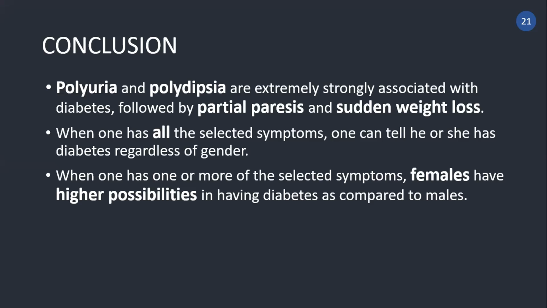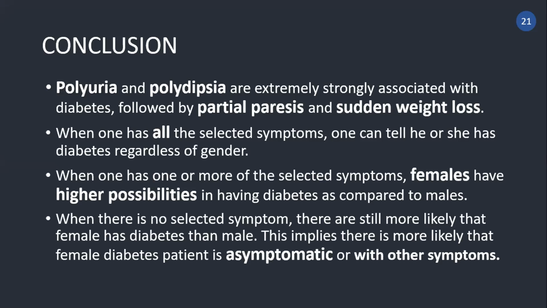When one has one or more of the selected symptoms, females have a higher possibility of having diabetes as compared to males. And when there are no selected symptoms, it is still more likely that a female has diabetes than a male. This implies that a female diabetes patient is more likely to be asymptomatic or to have other symptoms.